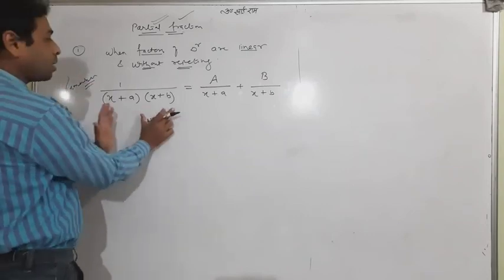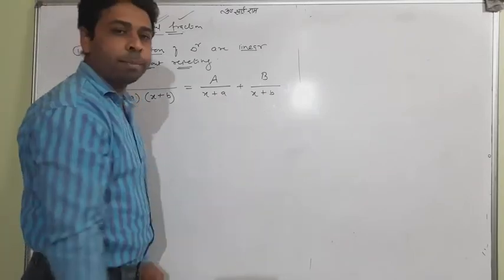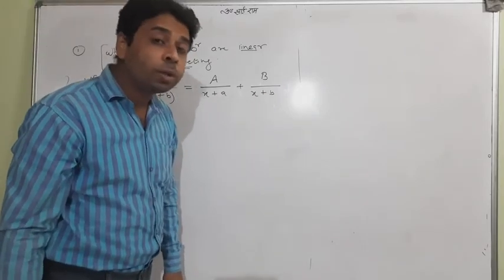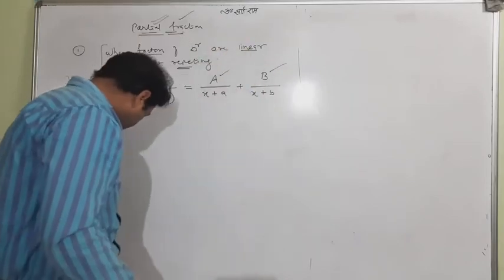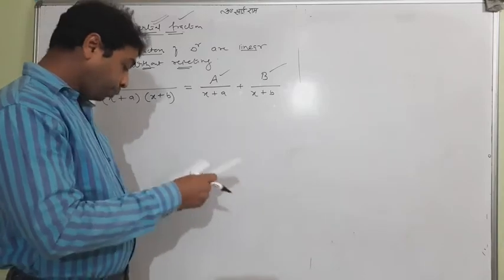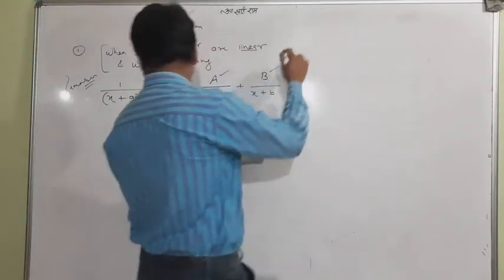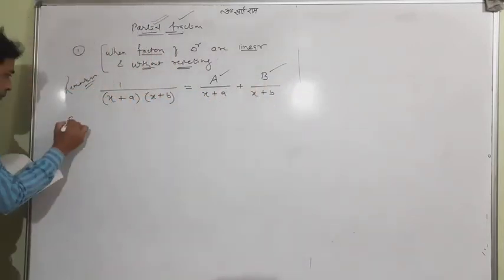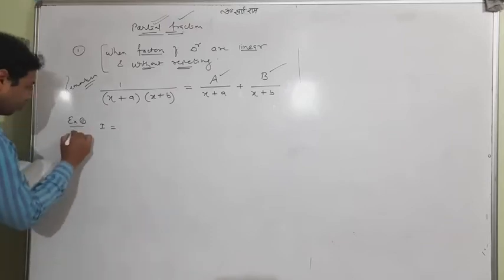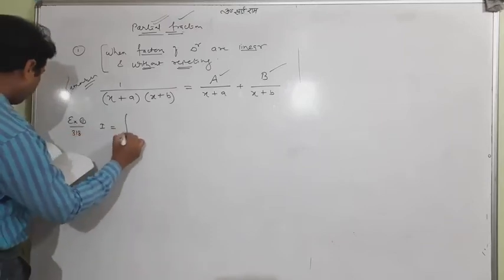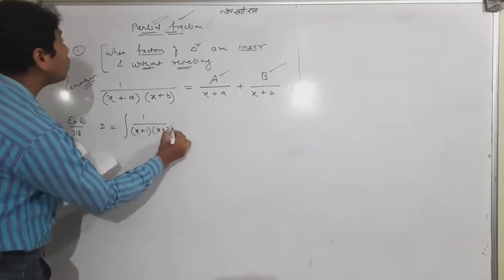Whenever the factors are coming in the denominator and follow this pattern, you have to separate them like that. Now I am telling you how we can find A and B by taking one question. I'm putting one question for you. Example number 11, page number 318. I equals the integral of 1 upon x plus 1, x plus 2 dx.